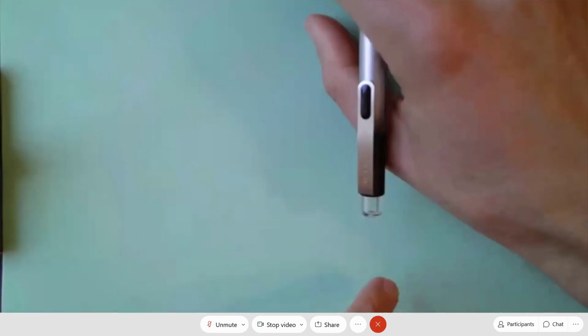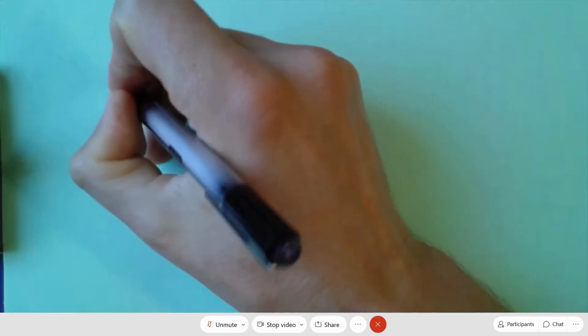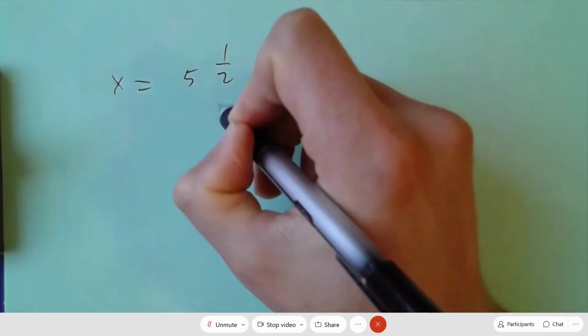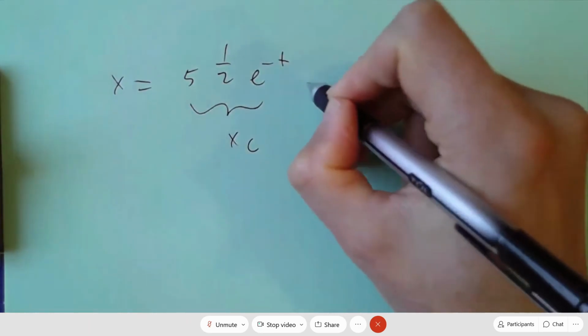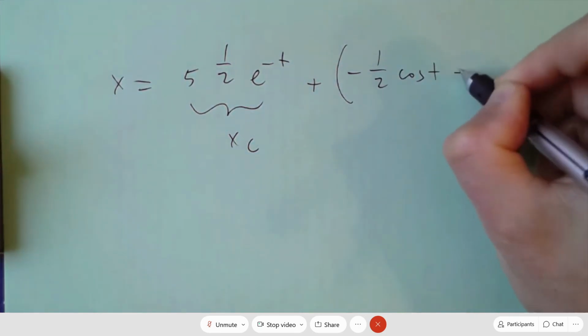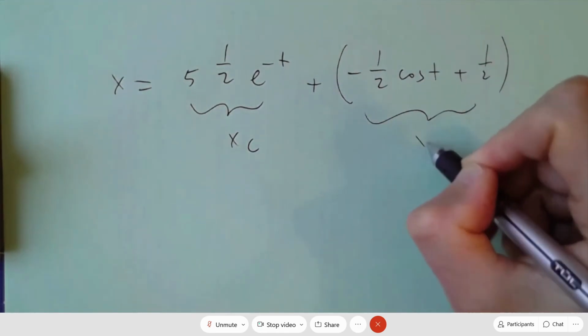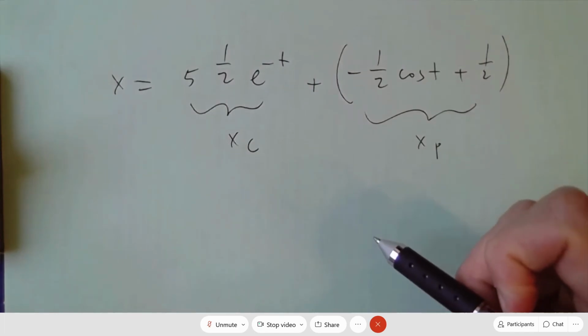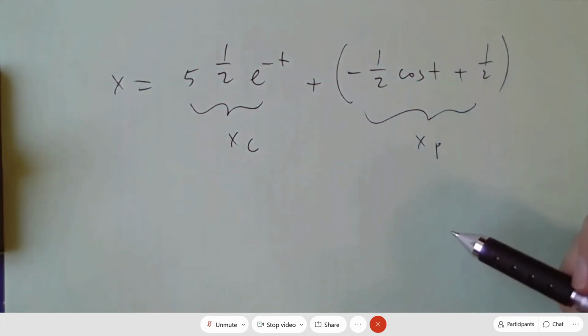So according to this analysis, the solution should be 5.5 e to the minus t. This is the part that we're going to call x sub c. And then there is the harmonic, -1/2 cosine t plus 1/2. And this is the part that in my handout I label x sub p. I'm not going to confirm this with the plot, but you can do it on your own. You can now produce yet another plot where you plot the solution and then plot this formula, and they'll match up.